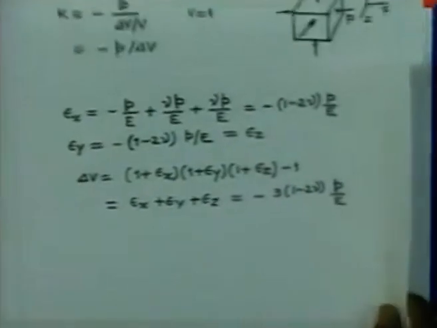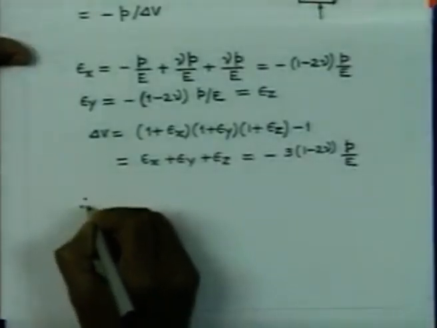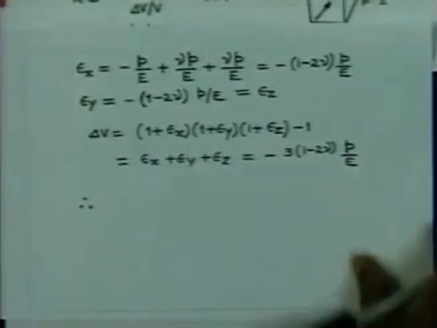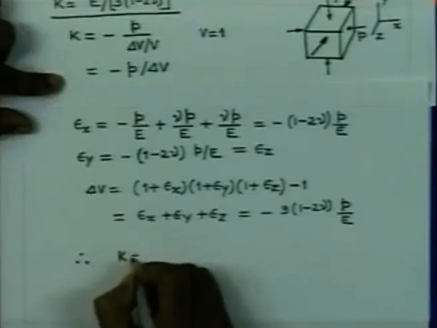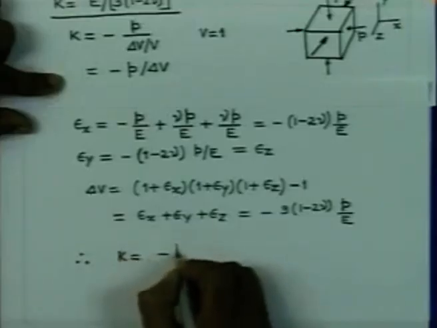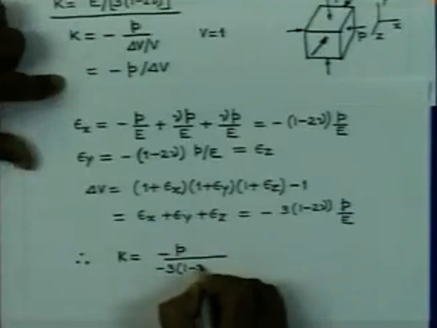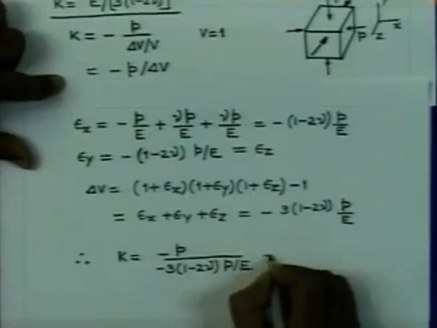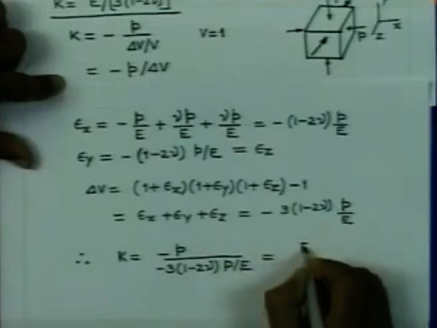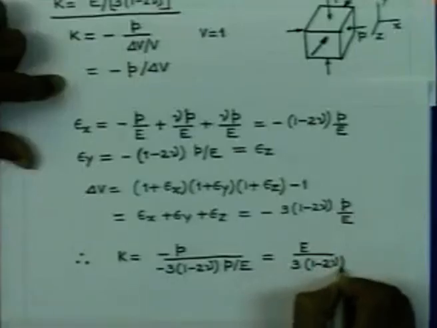So, that is the change in the volume. Therefore, we have K given by P by delta V. So, K is equal to minus P by minus 3 times 1 minus 2 nu times P by E, and therefore, this is equal to E by 3 into 1 minus 2 nu.